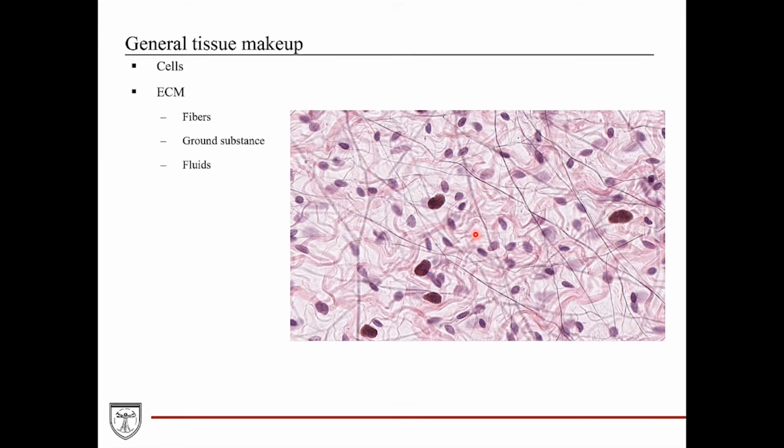Now, in between the fibers and cells, we have these pale staining or non-staining regions, and these areas are where the ground substance would be present. And where the ground substances are, they're fluids. So this is well-hydrated tissue that we're seeing in this field.